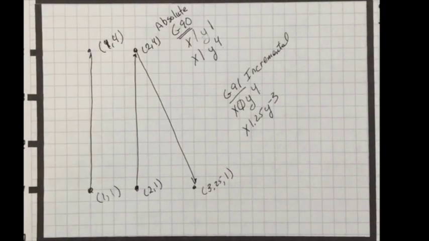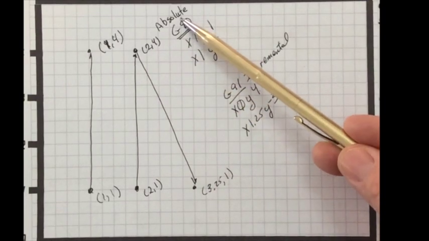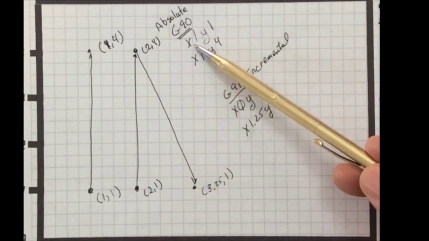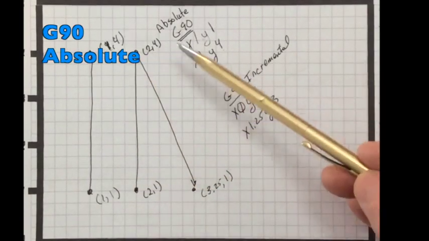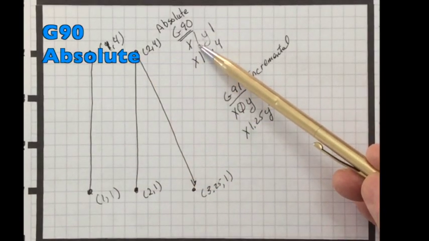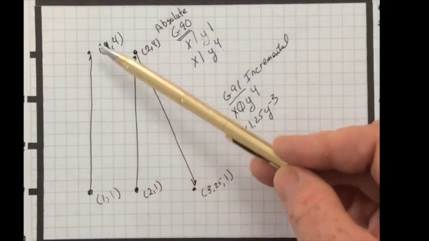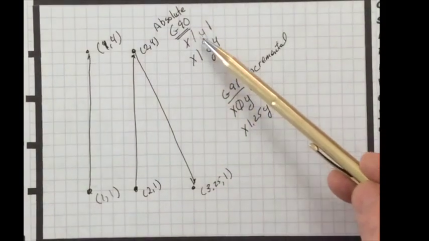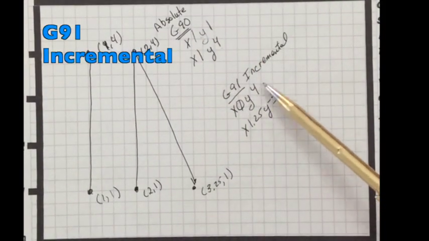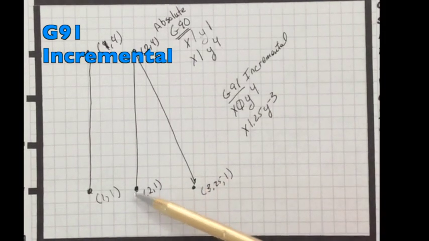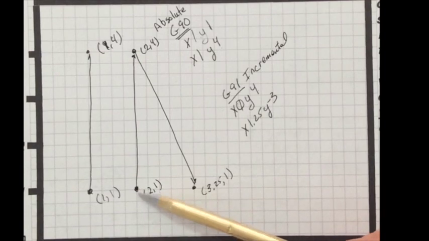So, remember in the first lesson, I was talking about the difference between absolute, which is G90, where you go from the Cartesian coordinates point. So, in this case, x1, y1 to x1, y4. And that's absolute. The other one is called incremental. And in this one, here's our example. We would get to the first one, and then we would only tell it the change in our position.